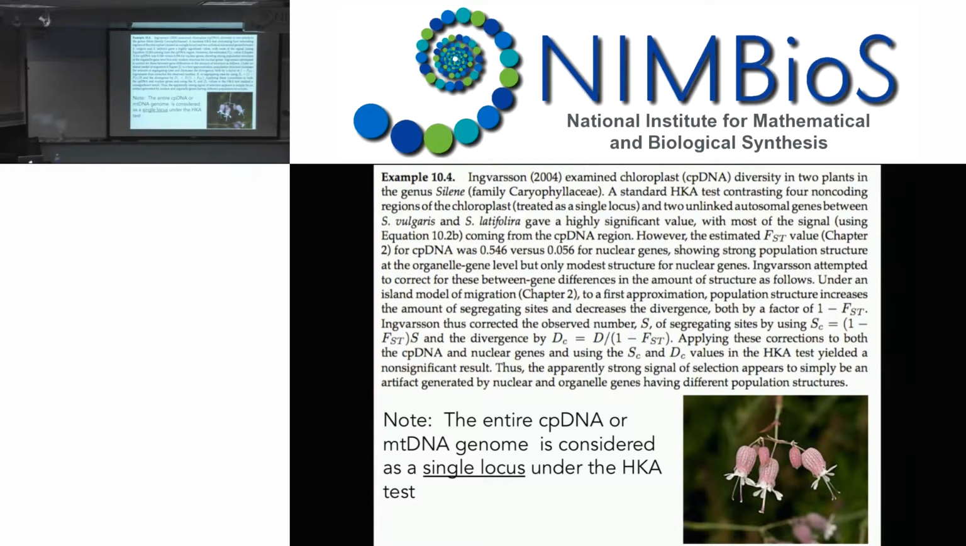So here, you can do corrections to basically correct for this. You can do the corrections for segregating sites and for divergence. When you make those corrections, the HKA test is non-significant. So you get a high HKA test here because basically you've got a different population structure for the organelle genes than the autosomal genes. Just a cautionary point to be aware of. Likewise, you've got to treat the mitochondria and chloroplast as a single locus. Mitochondria is one locus, chloroplast is the second locus. So together they're two loci, but no matter how many genes you have in the chloroplast, that's just one gene in the HKA test.